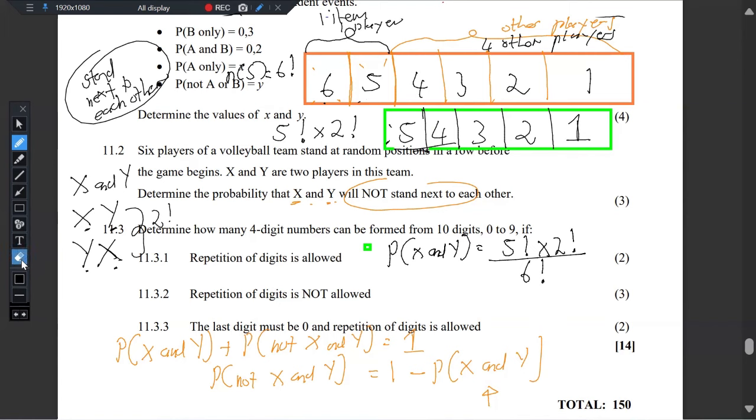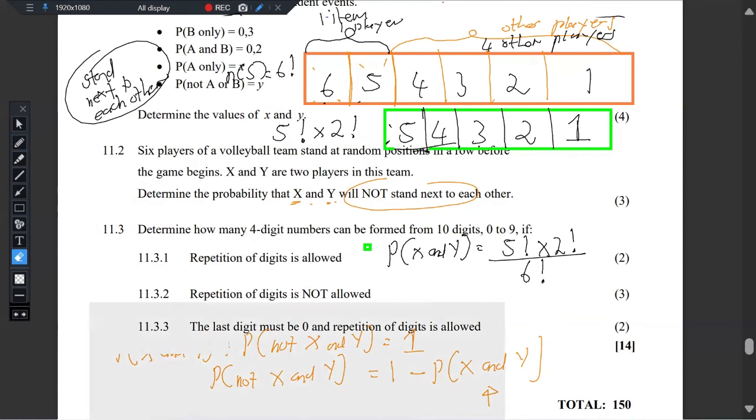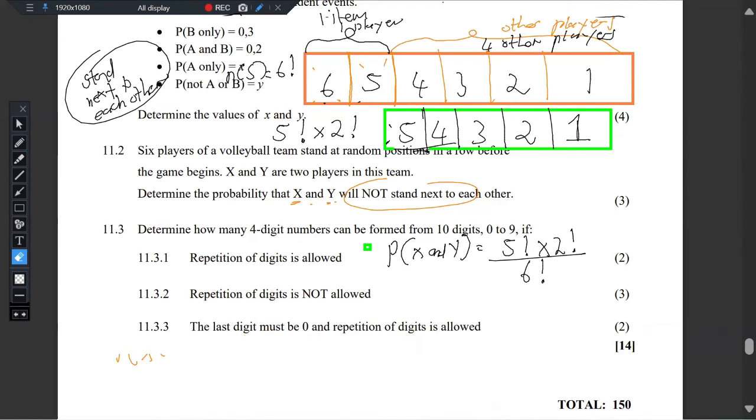Now, if we are using this concept, the probability of not X and Y must be represented by saying 1 minus the probability of X and Y. So that means in order to find the value to that, I need to then say probability of not X and Y is 1 minus the probability that we will have X and Y.